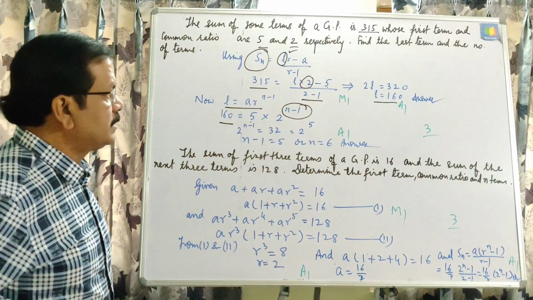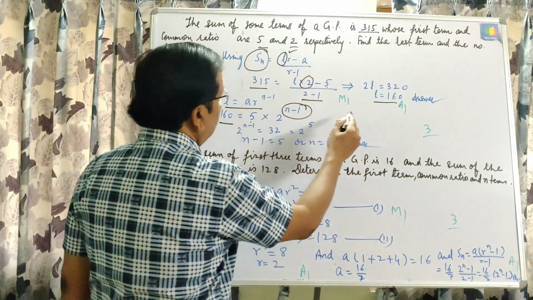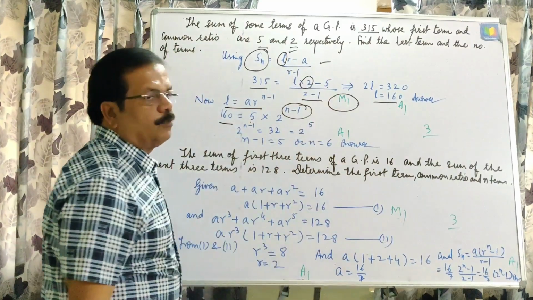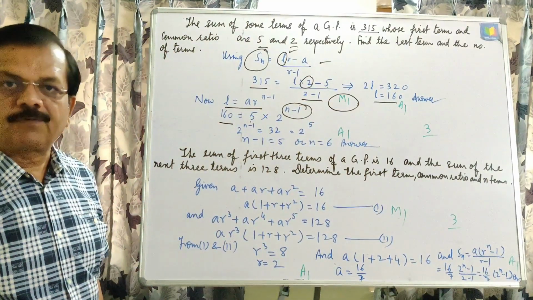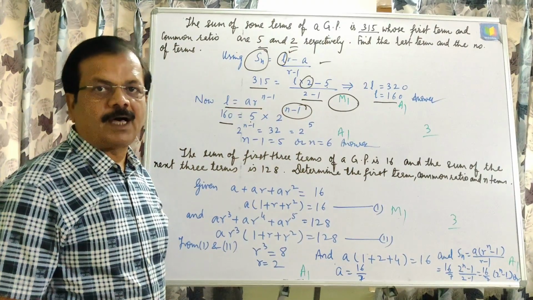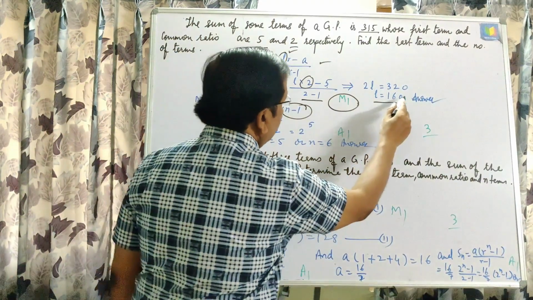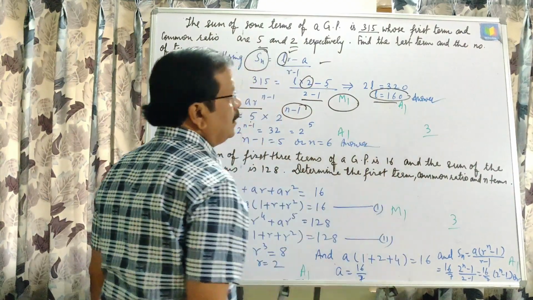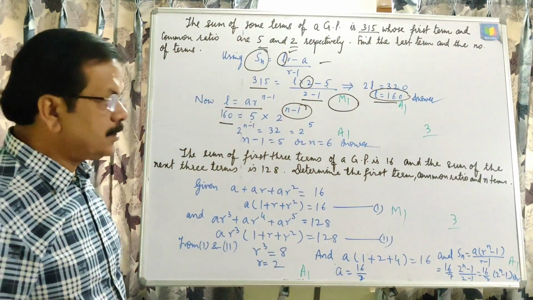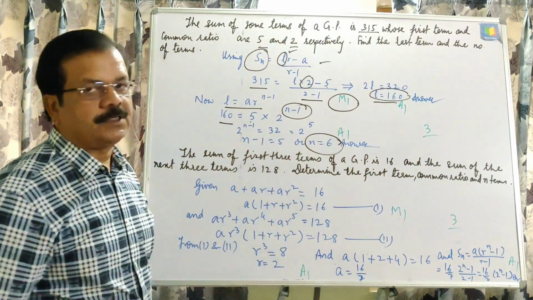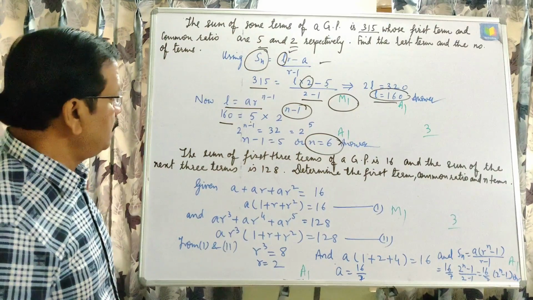In this, the method mark will be given if you are substituting correctly in the formula. That is, correct substitution in the correct formula will be given 1 mark, and that will be the method mark. And then 1 answer mark on finding the last term, and 1 answer mark on finding the number of terms. This question carried 3 marks.